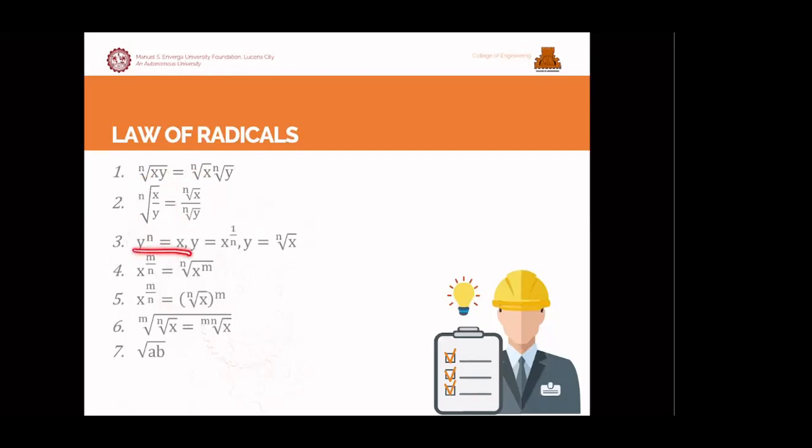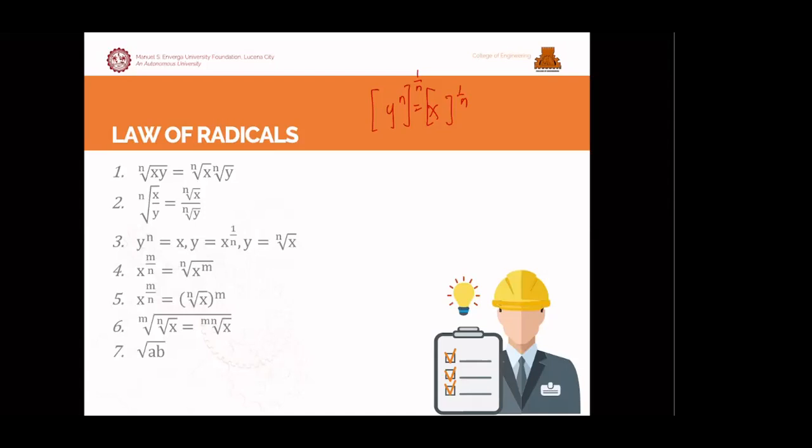Ito, paano naging y is equals to nth root of x. So, y raised to n is equals to x. So, kung gusto natin makuha yung value ni y, we have to transfer yung value ni n doon sa kabila. So, paano natin magagawa yan? By raising both sides of the equation by 1 over n. No? Kasi kailangan maging 1 yun para maging y lang.